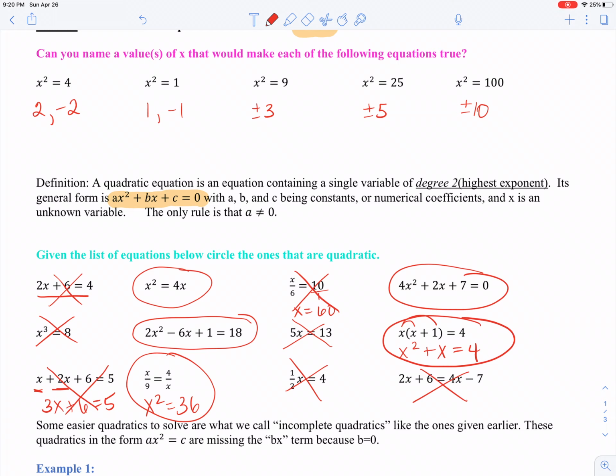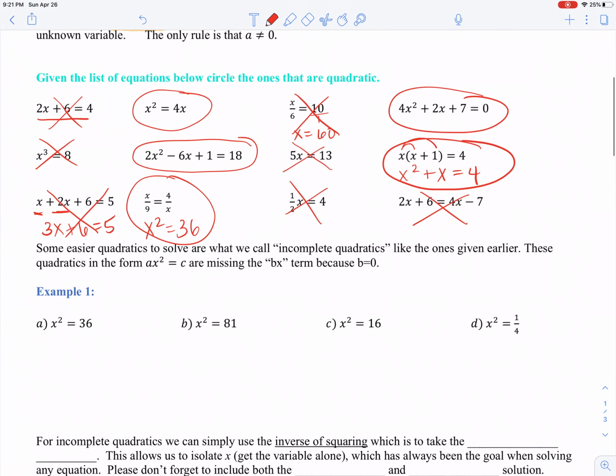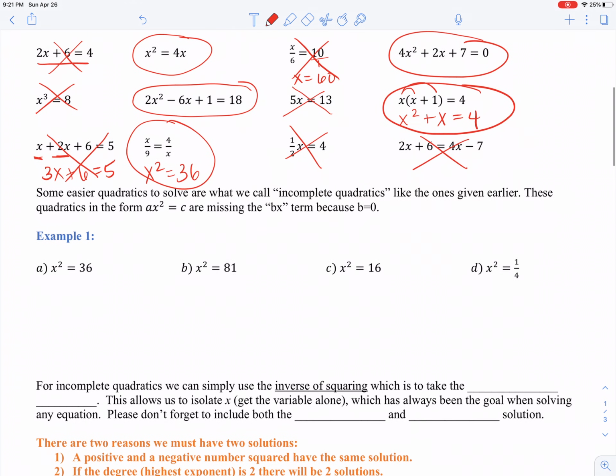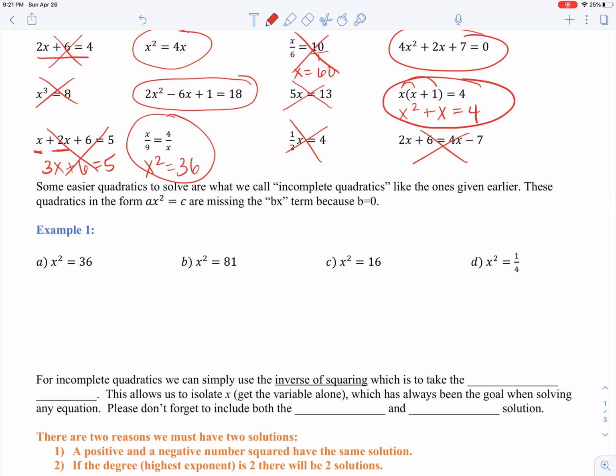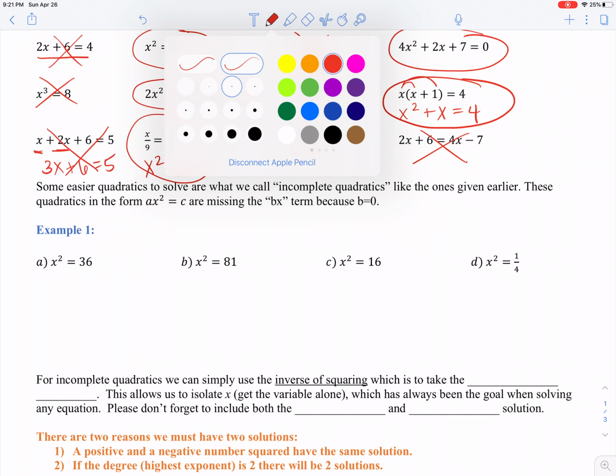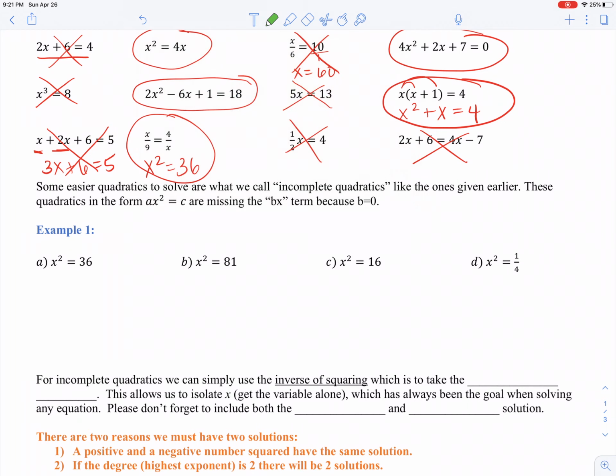Some easier quadratics to solve are called incomplete quadratics, like the ones given earlier. These quadratics are in the form ax squared equals c. They are missing the bx term because b is equal to 0. So today is going to be very simple. I will do the first set of examples here. When they just give you x squared is equal to a number, you could solve it by just taking the square root of each side. However, x squared has to be by itself. So in all 4 of these examples, the x squared is isolated.